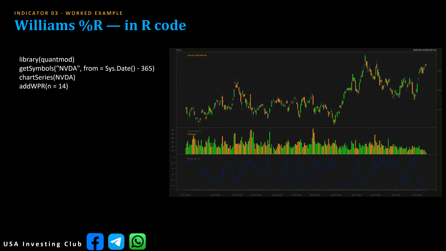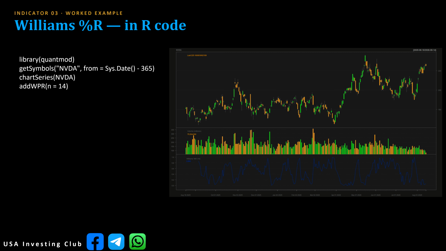In R, pull NVDA's data, plot the candlestick chart, and layer on Williams percent R with addWPR n equals 14. Unlike CMO and ROC, Williams percent R needs the full high, low, and close. Not just the close, which quantmod pulls automatically from the OHLC data already loaded. What's on screen is that output on real NVIDIA data.